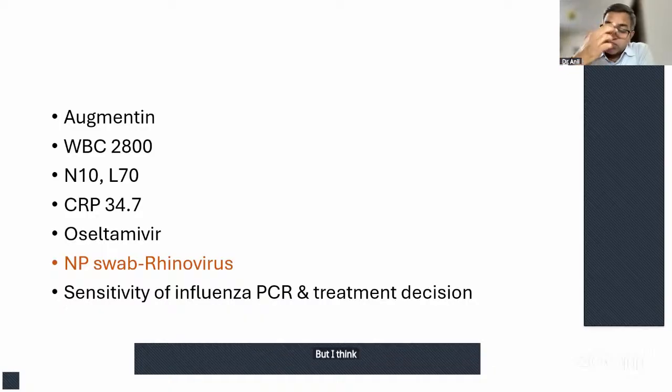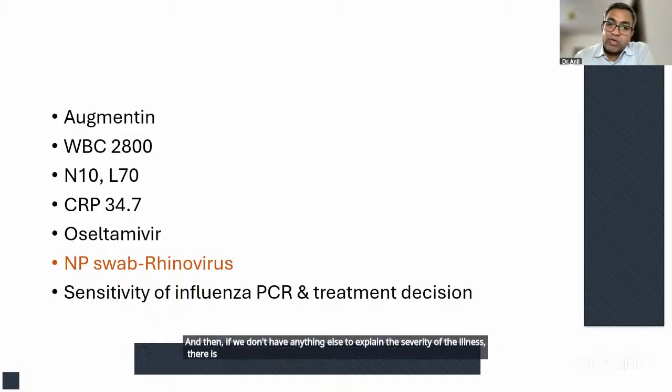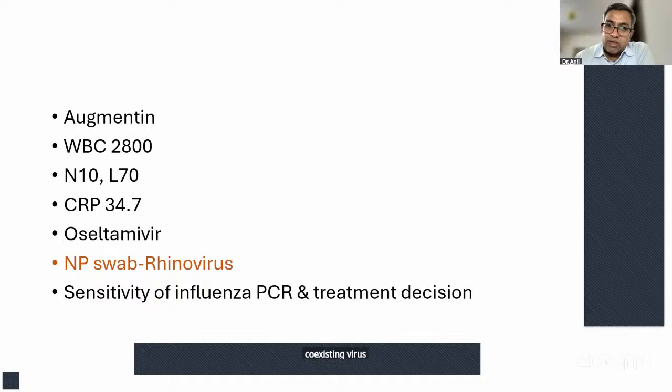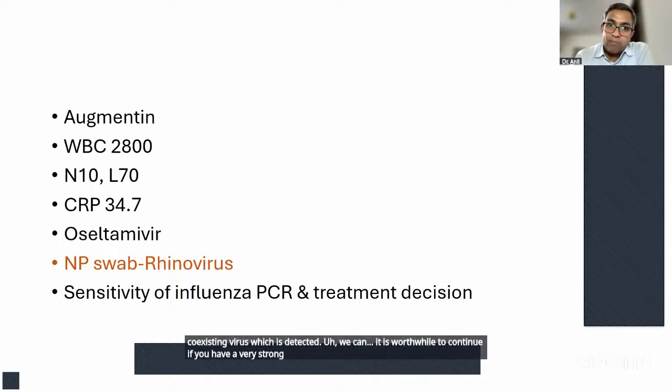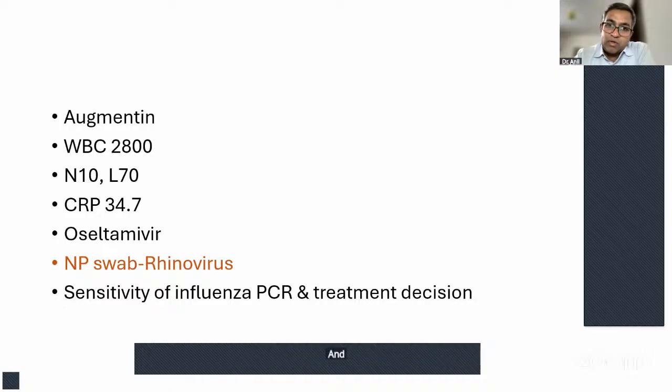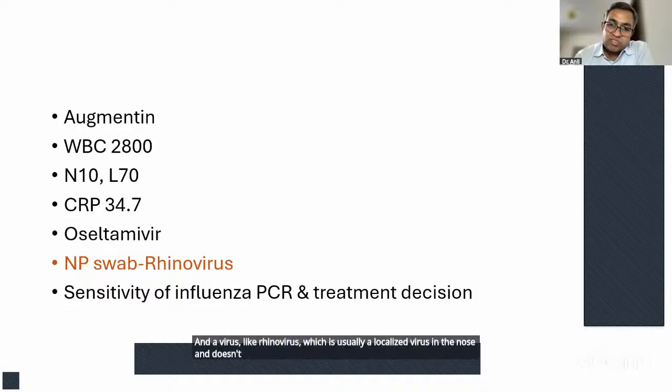But I think as clinicians, we should have a syndromic diagnosis. And if we don't have anything else to explain the severity of the illness, there is no other coexisting virus detected, it is worthwhile to continue if you have a very strong suspicion. And a virus like rhinovirus, which is usually a localized virus in the nose and doesn't cause too many systemic symptoms, we may not give too much importance because anyway it doesn't have any specific treatment.